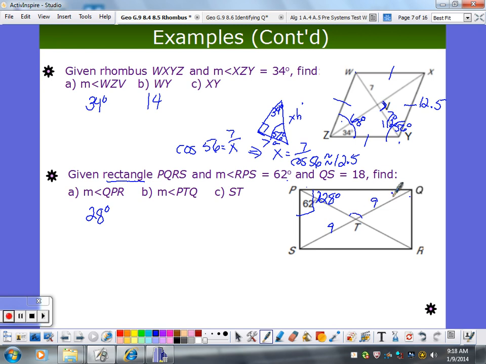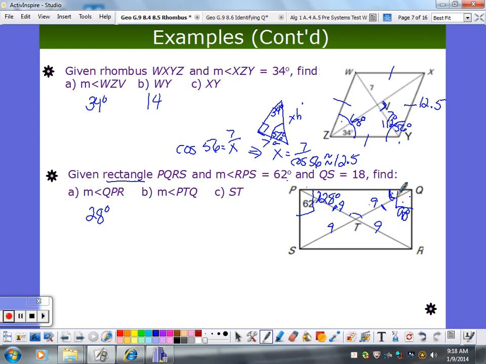Well, let's put it this way. What's this one? What's this angle? The whole thing. Well, the whole thing is 90. And then this one's 62. Now let's think about this. These are my diagonals. The diagonals in a rectangle are congruent. So what's this piece and this piece? So they're both 9, right?